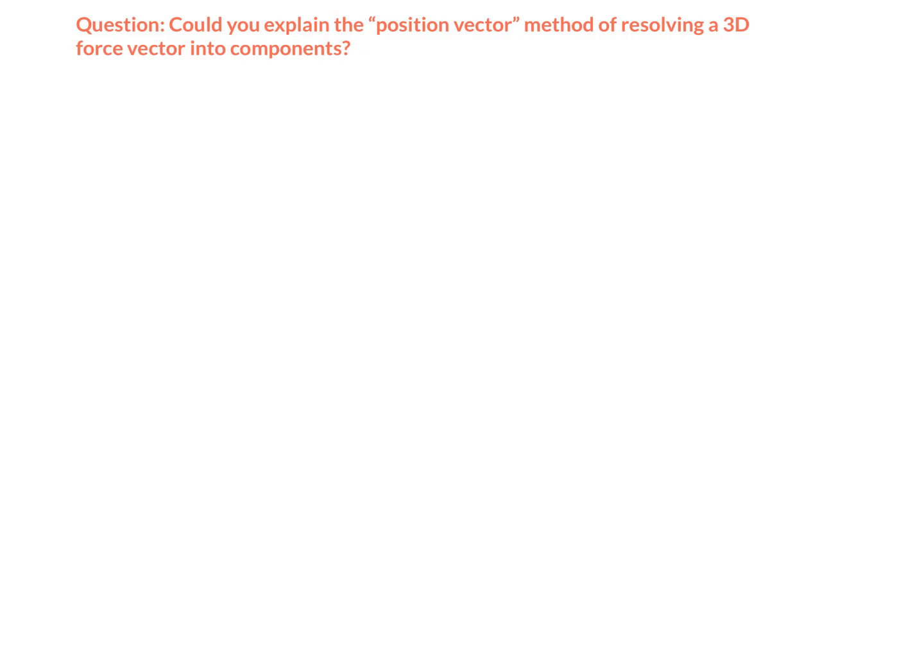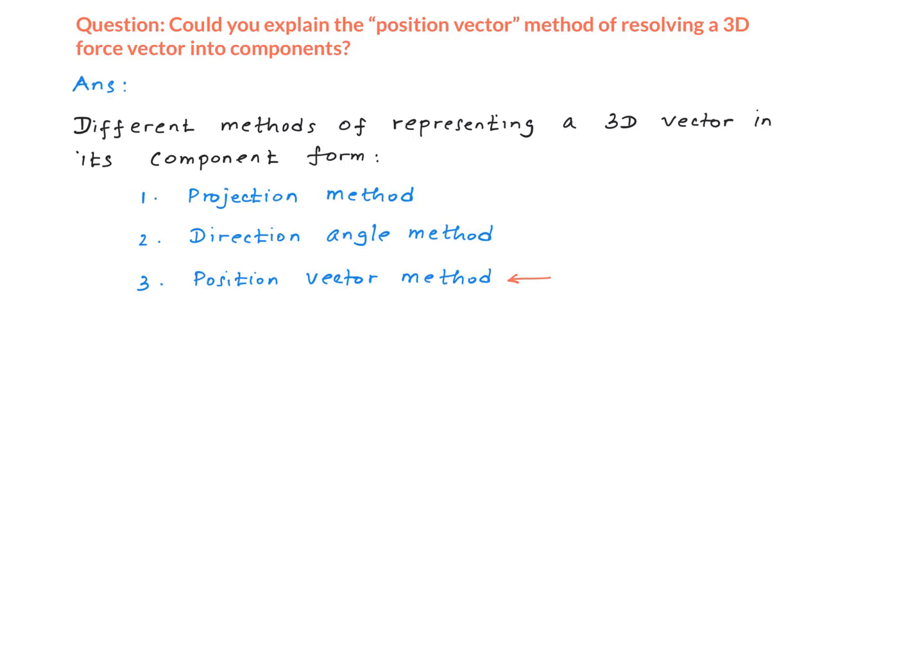The question is, could you explain the position vector method of resolving a 3D force vector into components? We mentioned in another video that there are at least 3 different ways to find the components of a 3D vector: the projection method, the direction angle method, and the position vector method. So in this video, we're going to talk about this third method.